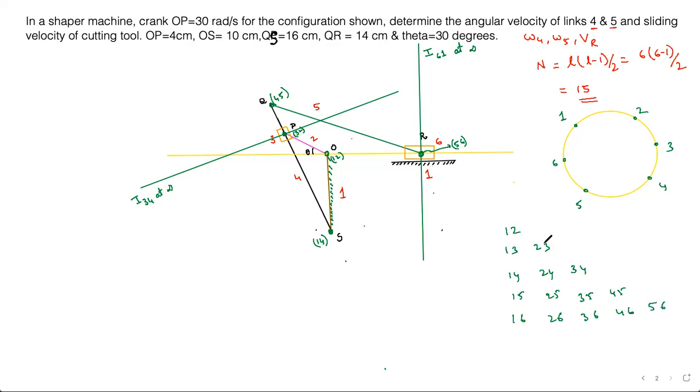1 2 3 4 5. Then 4 5 10 15. So total 15, out of which we already have, what do we already have? I think we already have 1 2. We already have 1 2, round it up. We have 2 3, round it up. 3 4, 4 5, 5 6. Do we have all this? Just check it here. I think we have all these things.